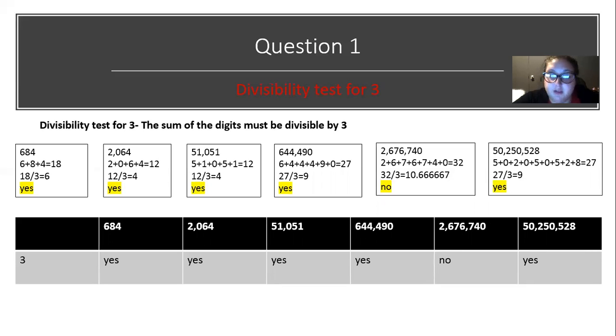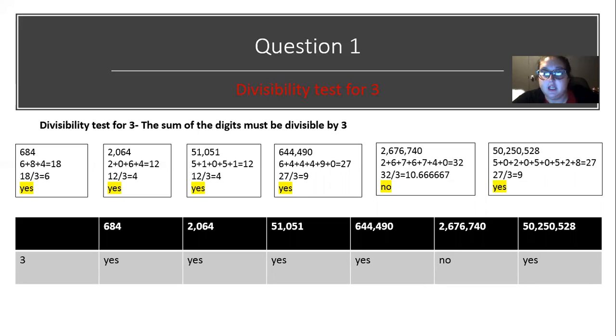51,051, so we've got 5 plus 1 plus 0 plus 5 plus 1. We got 12. The same as before, 12 divided by 3 is 4. So far we've got all yeses. Next, we have 644,490. So 6 plus 4 plus 4 plus 4 plus 9 plus 0 equals 27. So 27 divided by 3 is 9, which gives us a correct answer of yes.